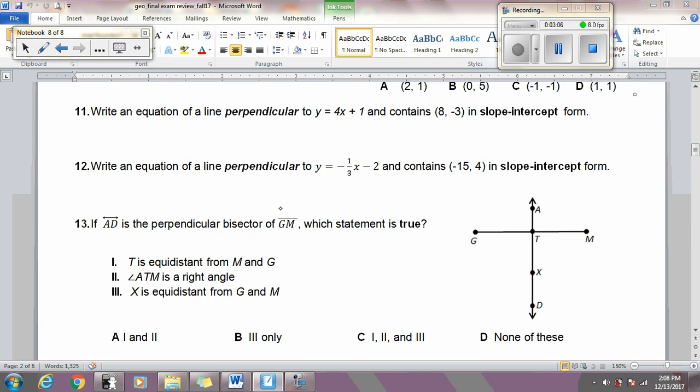Number 13, if AD is the perpendicular bisector of GM, which statement is true? So since AD is the perpendicular bisector, we need to show that it is perpendicular by adding the right angles. We need to show that it bisects GM by adding the tally marks between GT and TM to show that those two pieces are congruent.